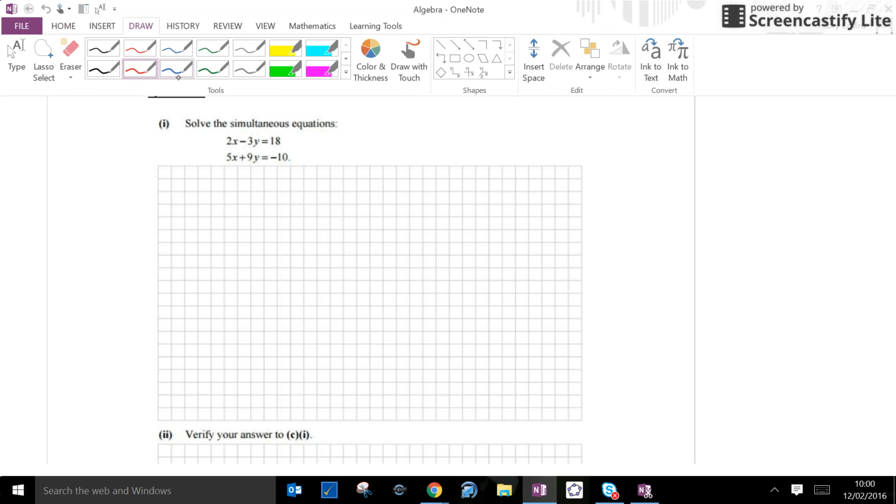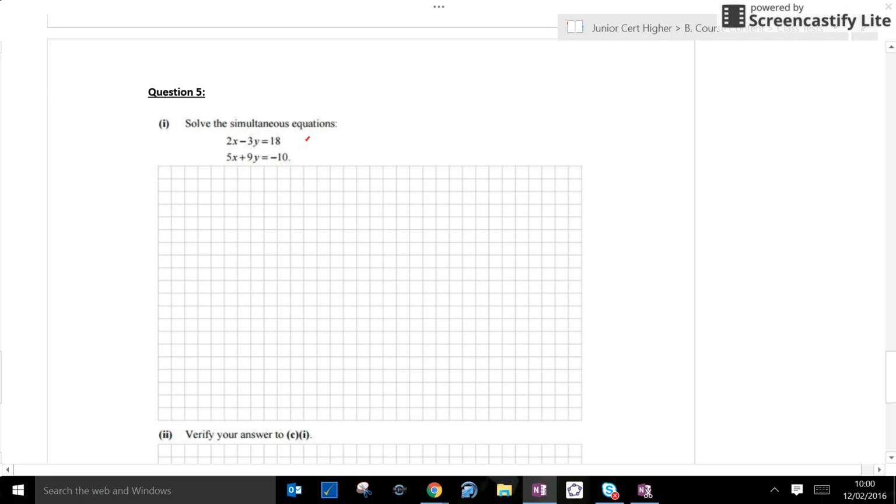So equation 1 by 3: 2x by 3 is 6x, minus 3y by 3 is minus 9y, 18 by 3 is 54. We don't need to do anything to the bottom equation. Simply say this: 5x plus 9y equals minus 10.